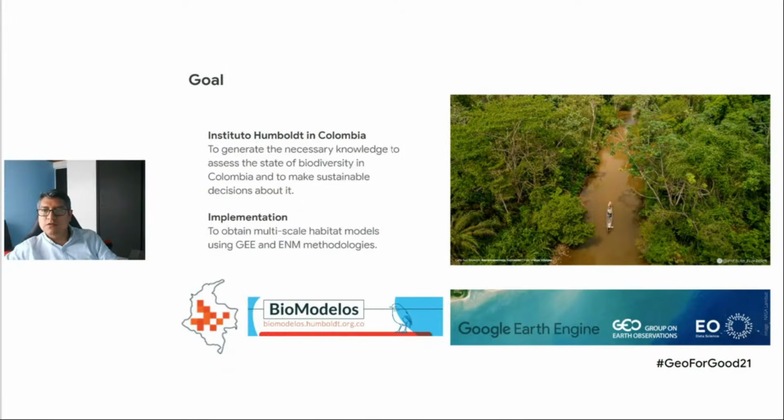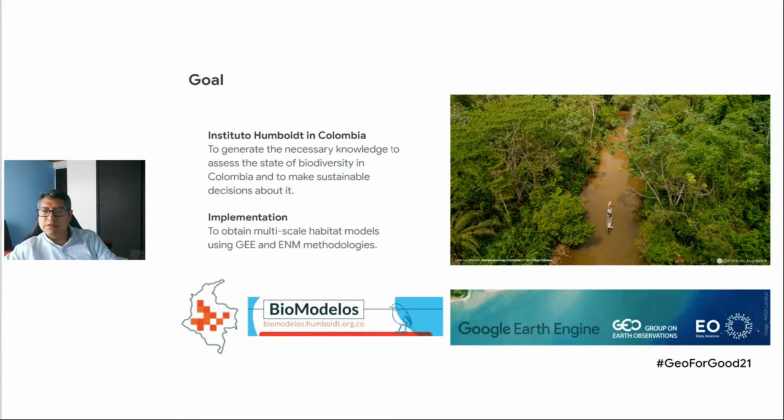The world requires tools to monitor biodiversity and to know how biodiversity is being used. In Colombia, the Humboldt Institute generates the necessary knowledge to assess the state of biodiversity and to make sustainable decisions about it. In this context, Colombia, like other countries, requires multi-scale habitat and distribution maps to impact and conserve nature. Biomodels is a digital tool that allows communication between experts and biodiversity for the development of distribution maps of the existing species in a collaborative and open way.